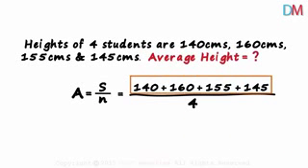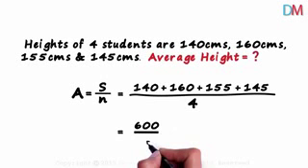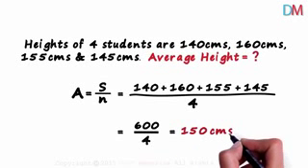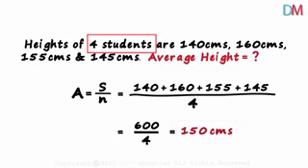So let's calculate this sum now. 140 plus 160 is 300 and this sum is also 300. 300 plus 300 is 600. And the sum is divided by 4. 600 over 4 gives us the average height as 150 centimeters. That's the average height of these 4 students.